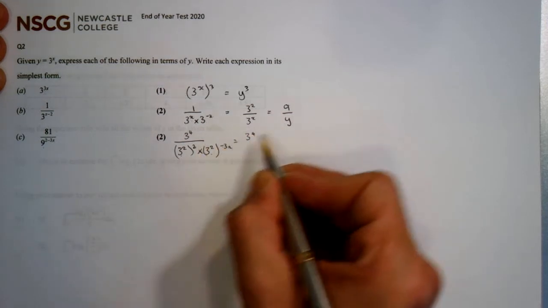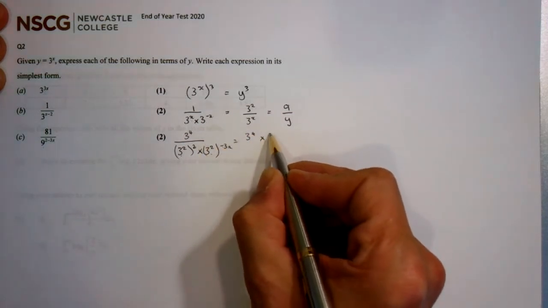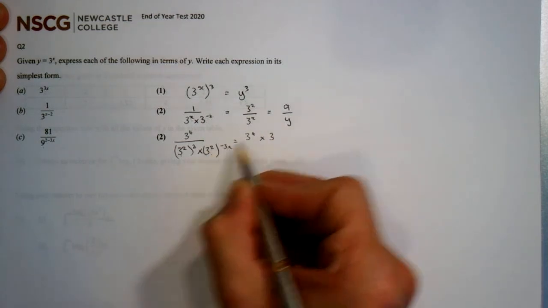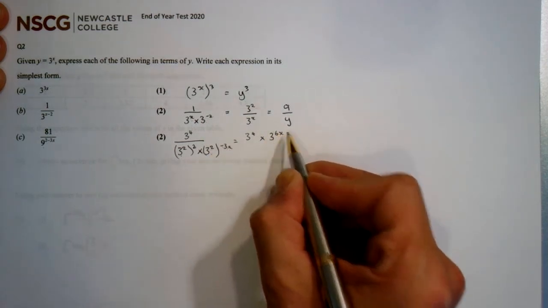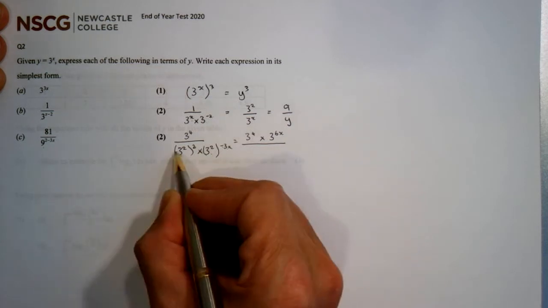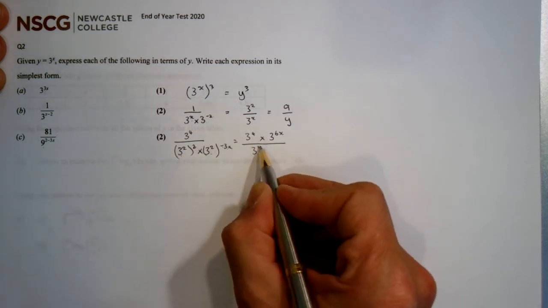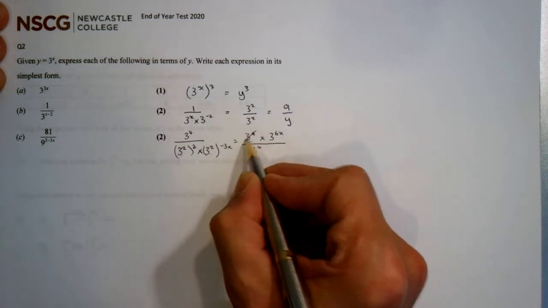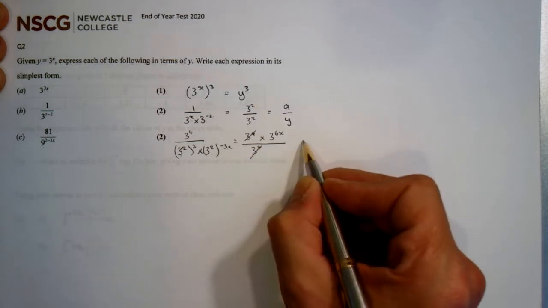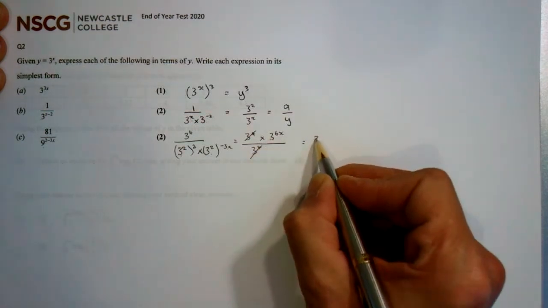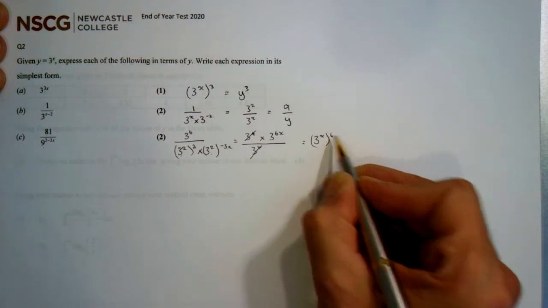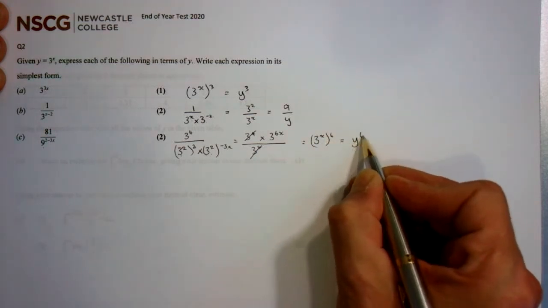This minus 1 is going to come up the top and times 2 times 3 is 6 x's. And then I've got to divide by 3 squared, squared. So 3 to the power of 4. So that 3 to the power of 4 and this 3 to the power of 4 cancels, and I can rewrite this as 3 to the power of x to the power of 6, so I've got y to the power of 6.